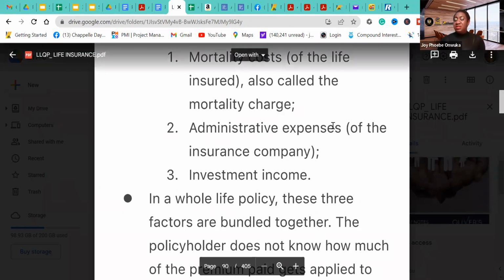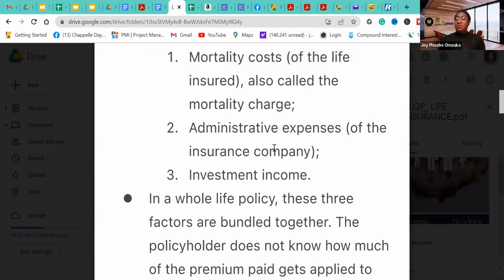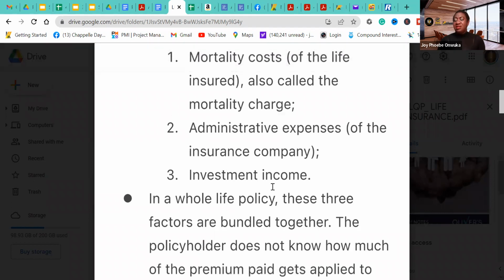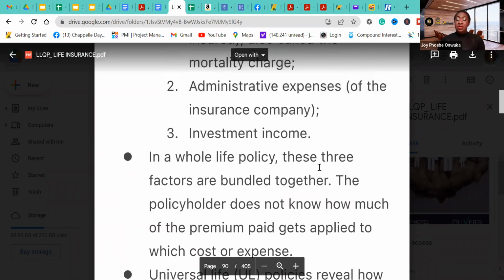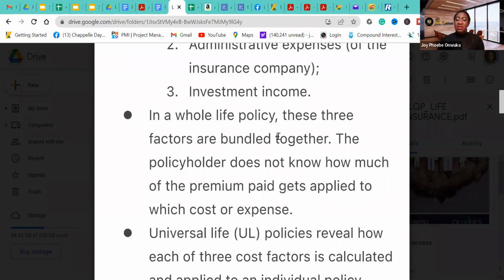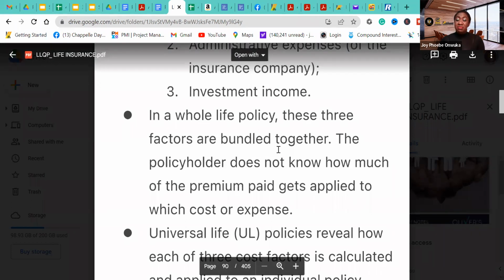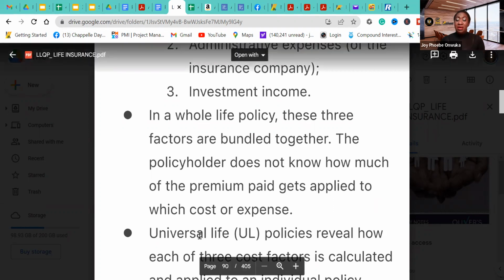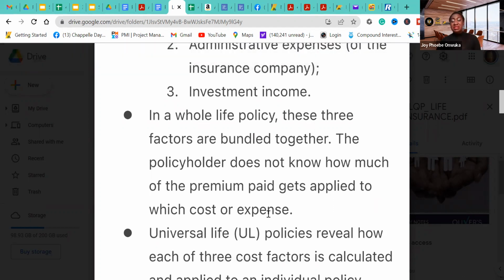Now, administrative costs, we looked at what those admin costs were in the previous chapters, which is the cost of paying insurance brokers like myself, the cost of maybe running a medical test, the writing cost, and different other costs that the insurance company has to undertake in insuring this person. Now, in a whole life policy, these three factors are bundled together. The policyholder does not know how much of the premium paid gets applied to which cost or which expenses.